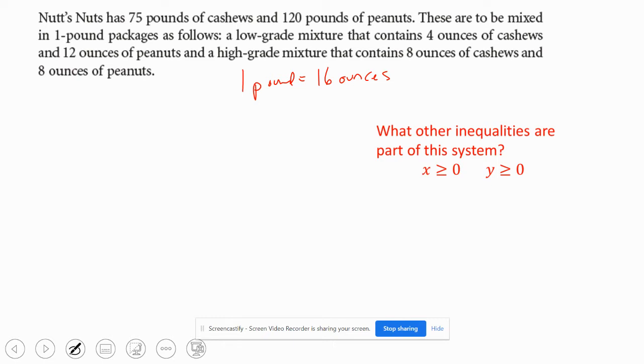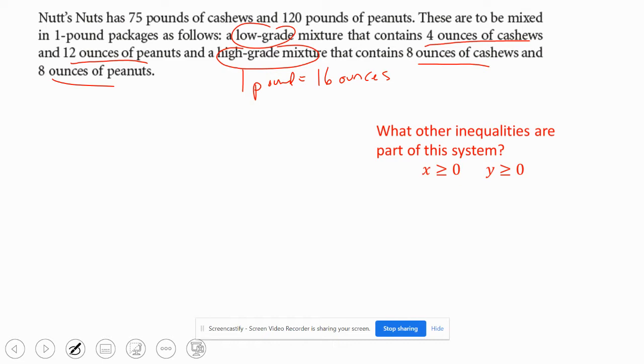So there's two types of mixtures. There's a low grade mixture, so it's cheaper because cashews are more expensive than peanuts, and it has 4 ounces of cashews and 12 ounces of peanuts. And then there's a high grade mixture that has half cashews, half peanuts. So it's more expensive.